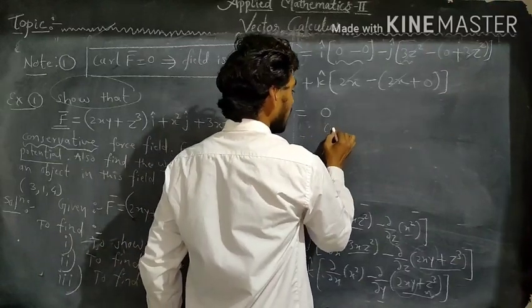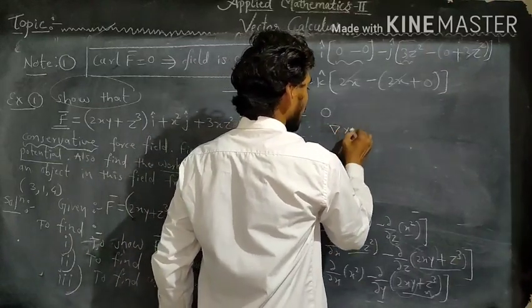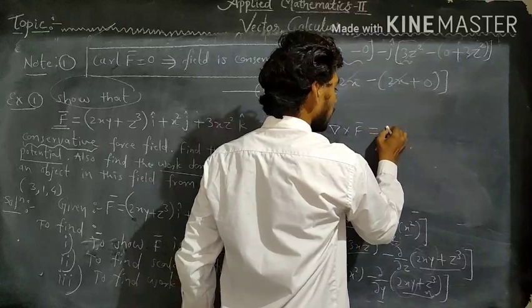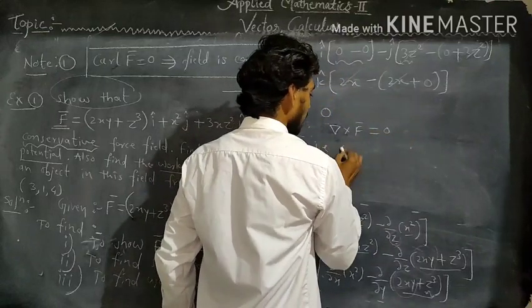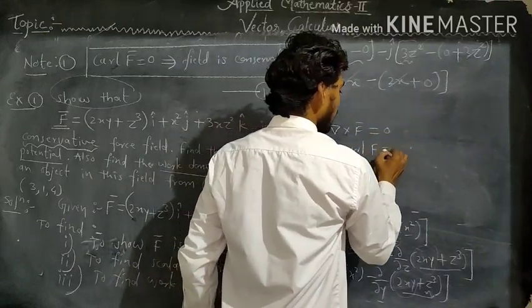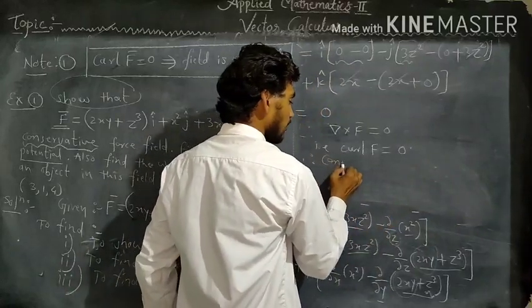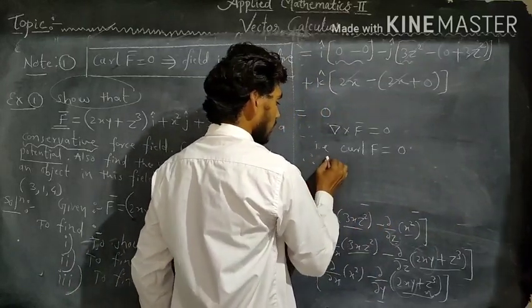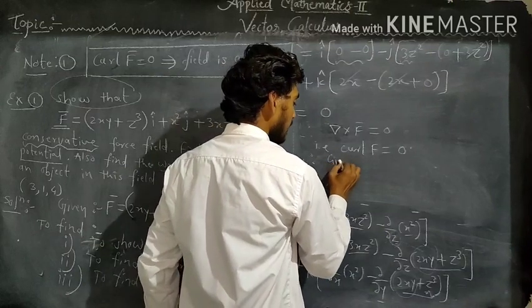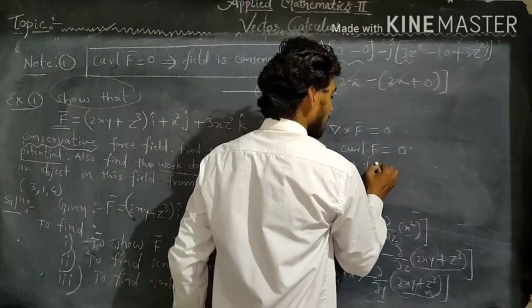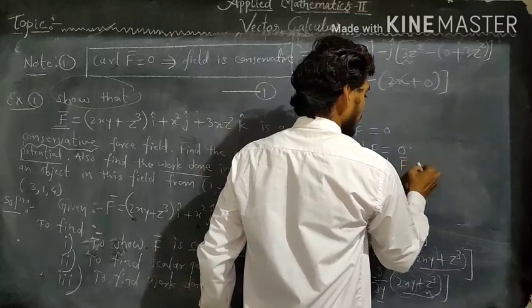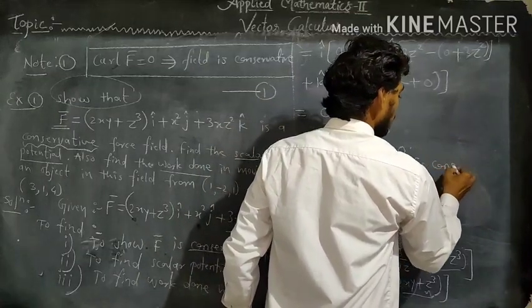Therefore del cross f equal to 0, that is curl of vector f equal to 0. Therefore the given field f is conservative.